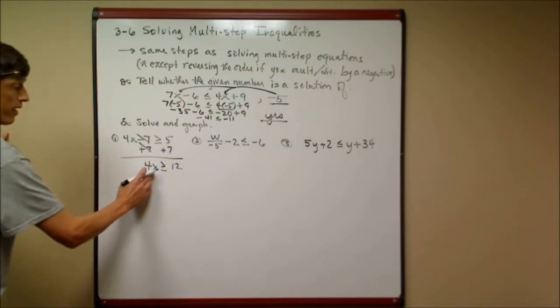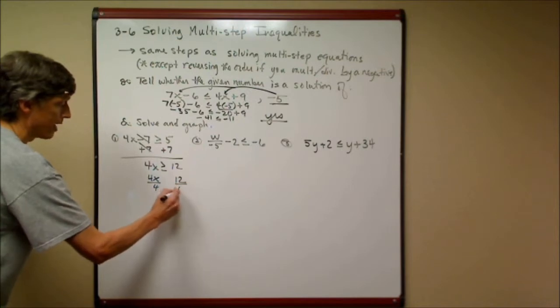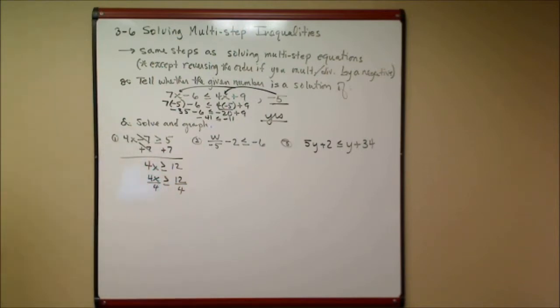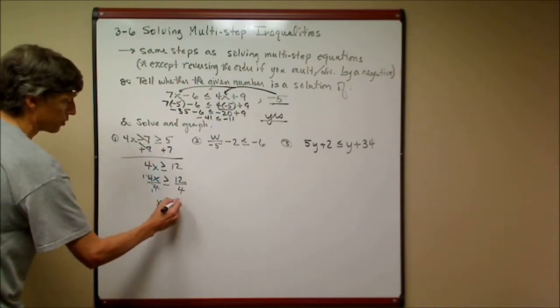Now I'm going to solve for x. I'm going to get rid of the 4 that's times it. I'm going to divide by 4. And I'm dividing by a positive 4, so the order, again, remains the same. The 4 in the numerator and the denominator cancel out as a factor of 1. That's 1x, or x is greater than or equal to 3.